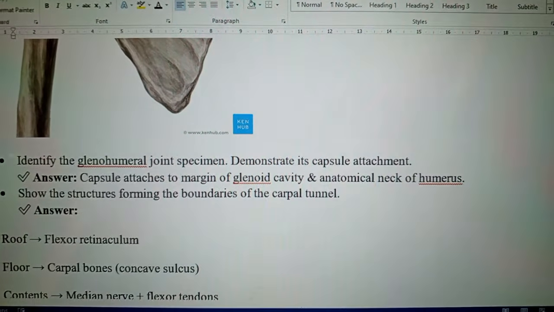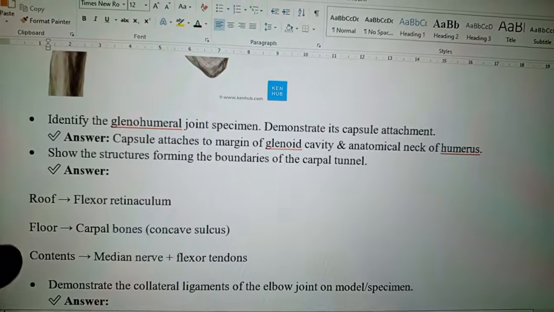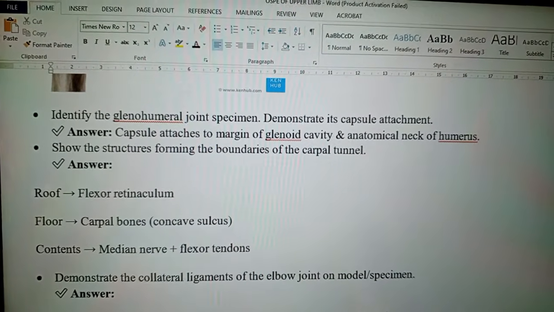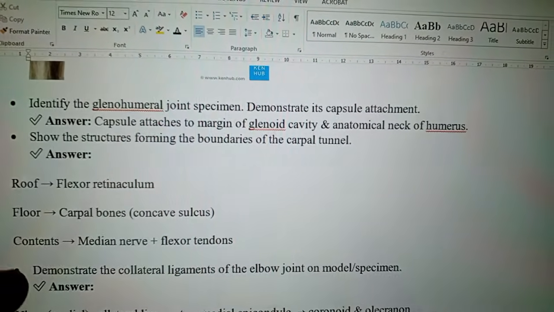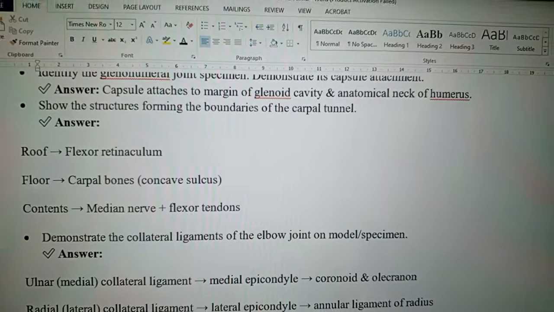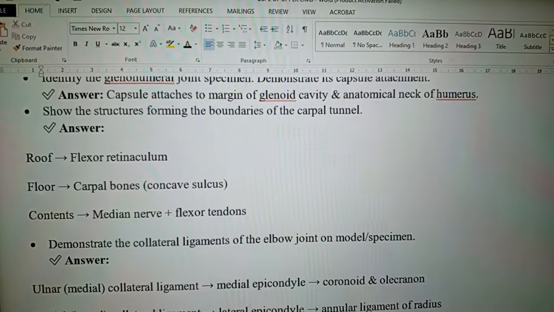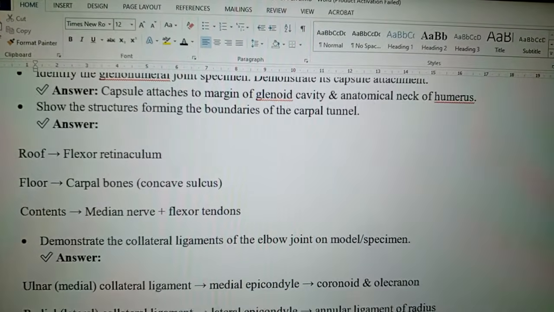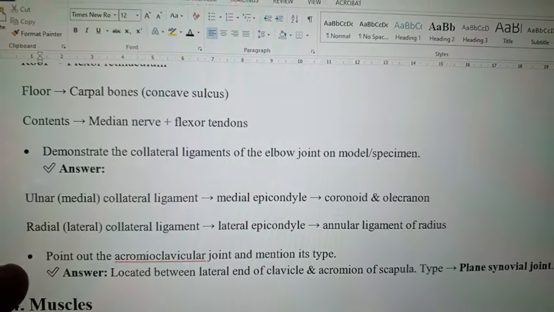Show the structures forming the boundaries of the carpal tunnel. What are the boundaries that form the carpal tunnel? Roof is formed by the flexor retinaculum. Floor is formed by the carpal bones. Concave sulcus, and contents are median nerve and flexor tendons. The median nerve is basically the content of the carpal tunnel, but the ulnar nerve does not pass through the carpal tunnel. Okay, this is an important point.